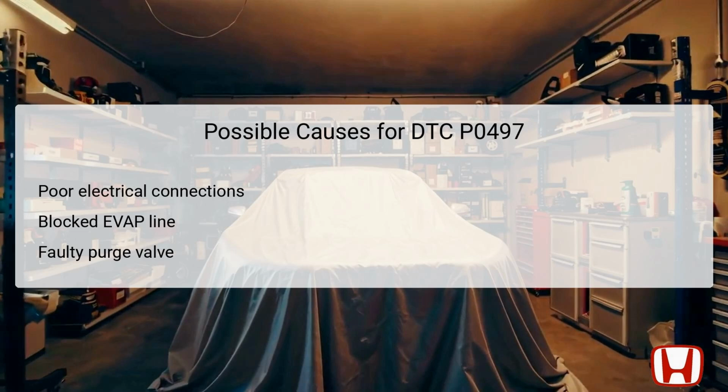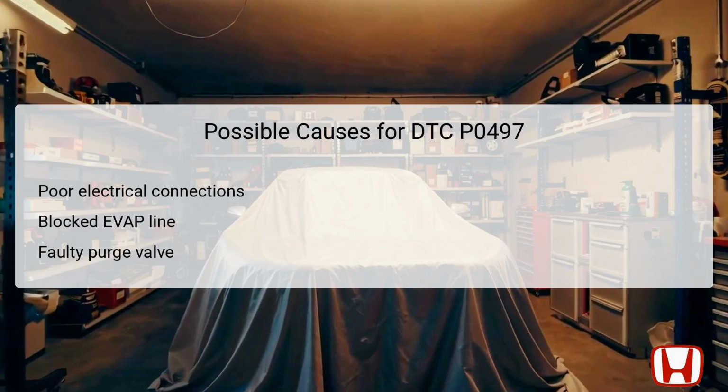Firstly, poor electrical connections, such as loose terminals at the FTP sensor or ECM, can interrupt the flow of signals necessary for the system's operation. Blocked lines or tubes in the EVAP canister purge system may be another significant factor, causing restrictions that prevent proper vapors from flowing. Additionally, a faulty purge valve could fail to open or close properly, inhibiting the purging process.